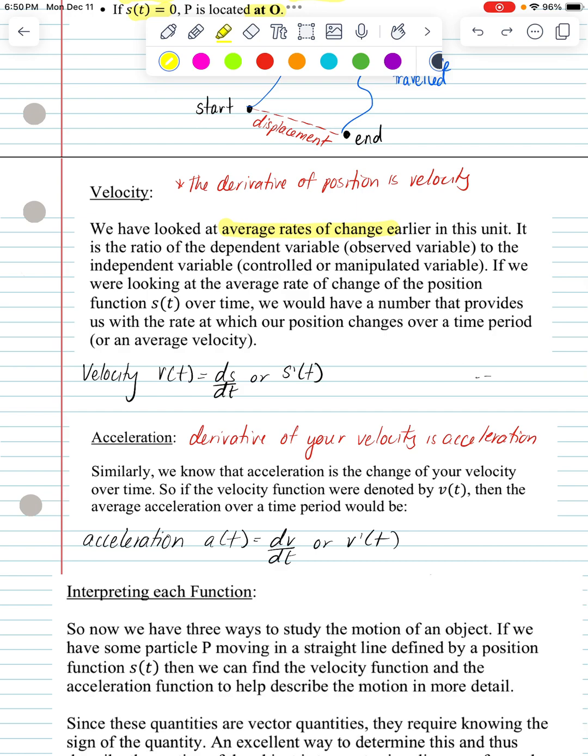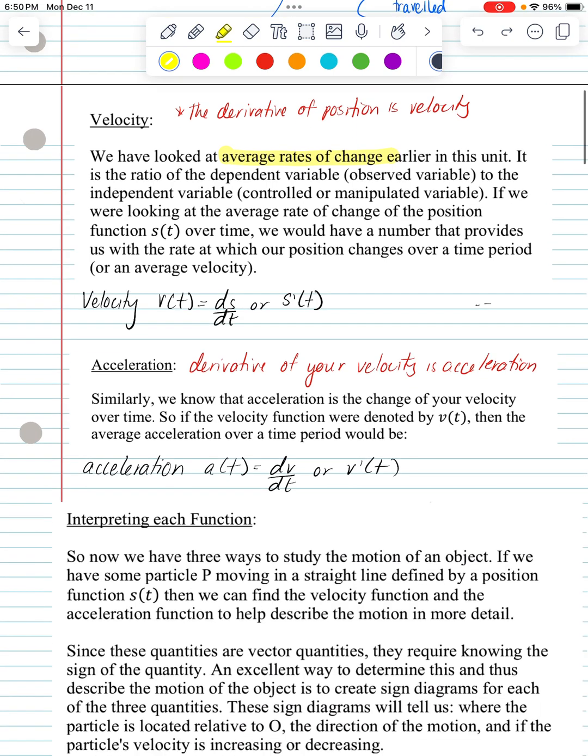So velocity is a lot like speed. It's basically telling us the distance over time, but there is a direction involved. So speed would normally be something like 72 kilometers an hour. Velocity would be something like 72 kilometers an hour east. So the directionality is important.